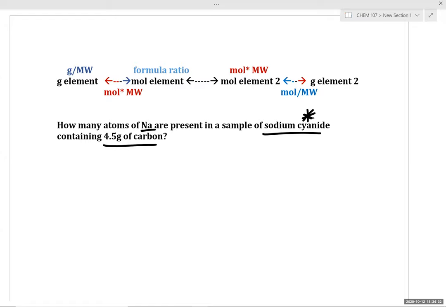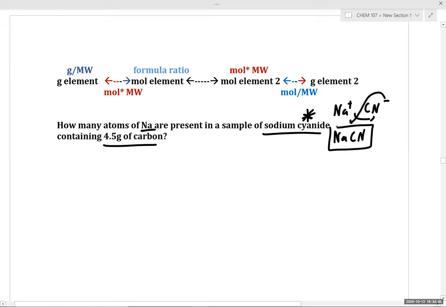NaCN. Yep, exactly right. This is an ionic compound. Sodium is Na+, cyanide is CN-. We cross our charges, and that gives us a formula of NaCN.